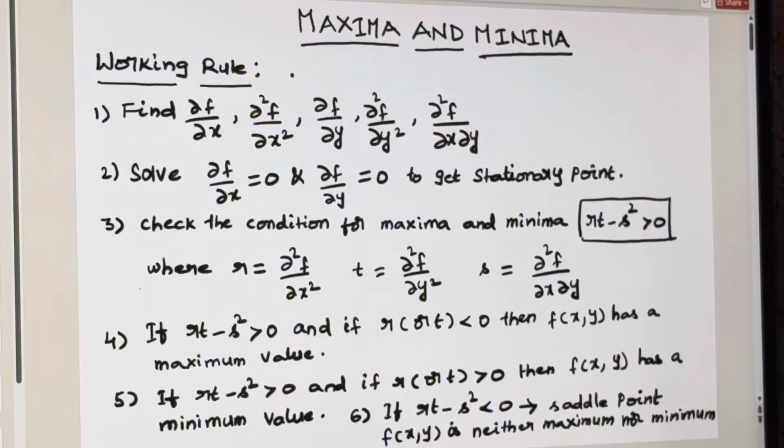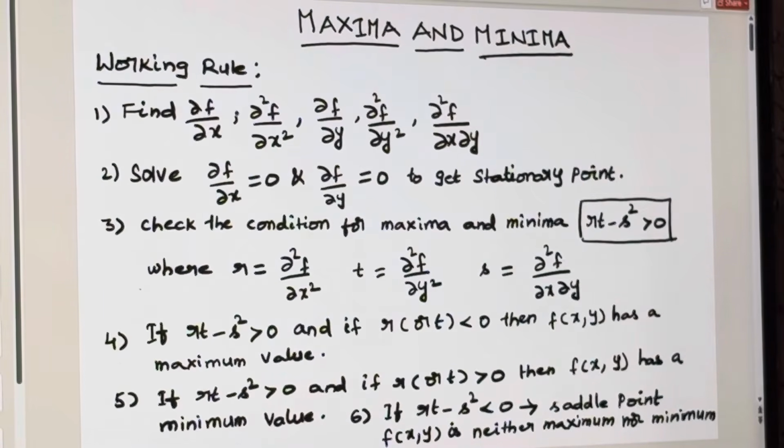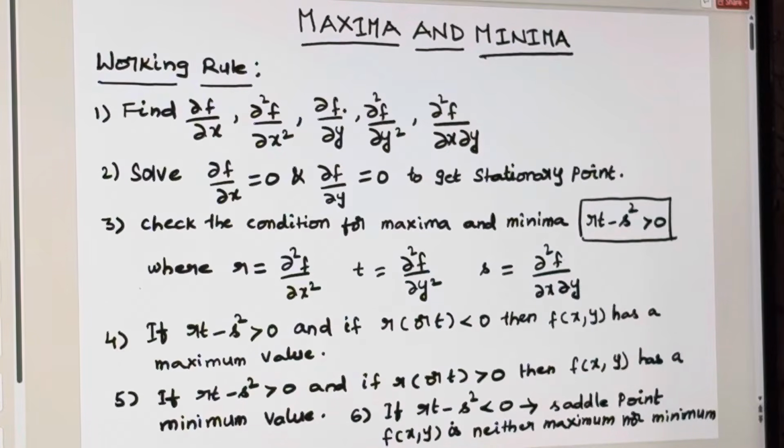फंक्शन f of x y जो दिया है उसका फर्स्ट ऑर्डर एंड सेकेंड ऑर्डर पार्शियल डेरिवेटिव्स आपको निकालना है. फर्स्ट ऑर्डर पार्शियल डेरिवेटिव कैसे लिखेंगे? dou f upon dou x. देन सेकेंड ऑर्डर पार्शियल डेरिवेटिव dou square f upon dou x square. Similarly, you have to calculate dou f upon dou y, dou square f upon dou y square and dou square f upon dou x dou y. This is step number 1.